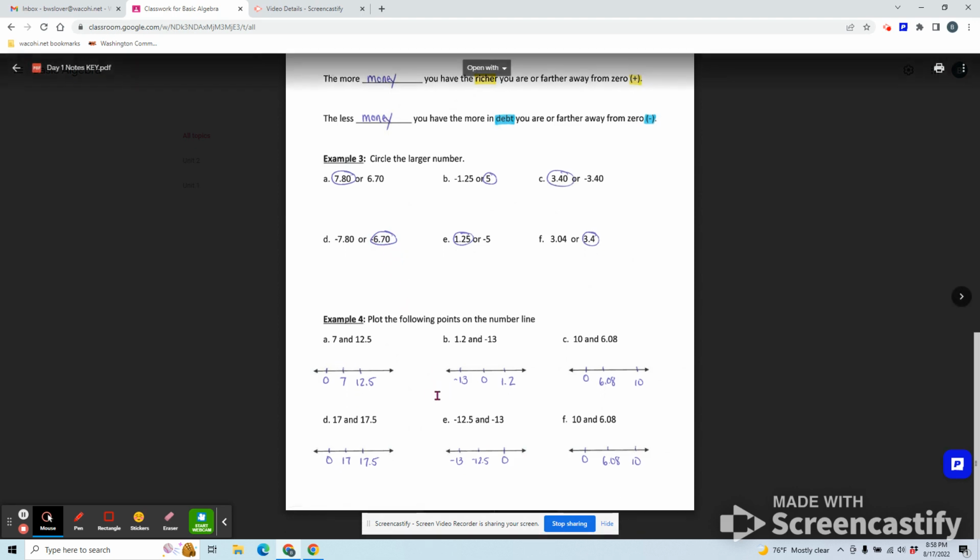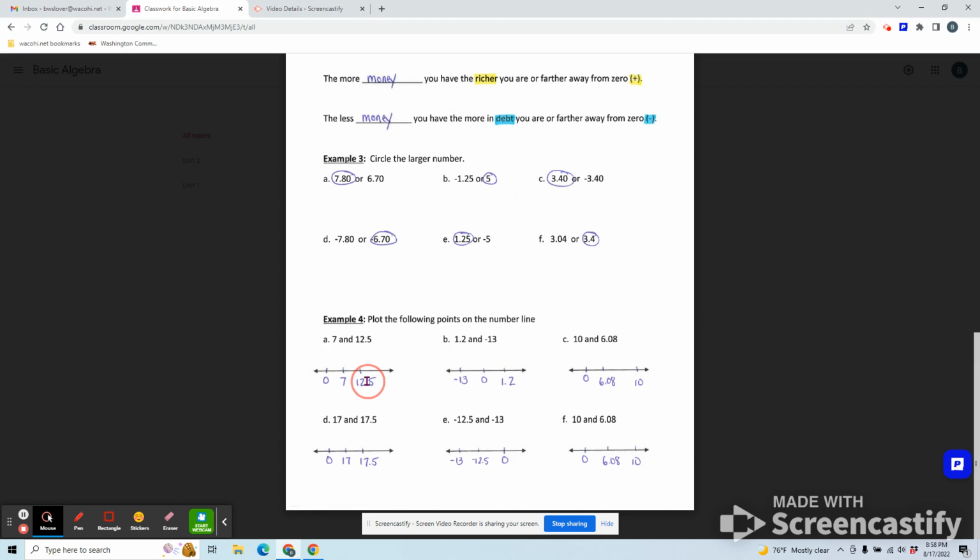So down here, when I plot them, notice that all of these have 0 on them because I need a reference point. I've got some positive numbers, some with decimals, some negative numbers, and negative with decimals. Okay, so I kind of got a mix. So I got to decide which number is larger between these two, 7 or 12.5. Once again, think of money. $7, $12.50. $12.50 is the number furthest to the right on the number line.